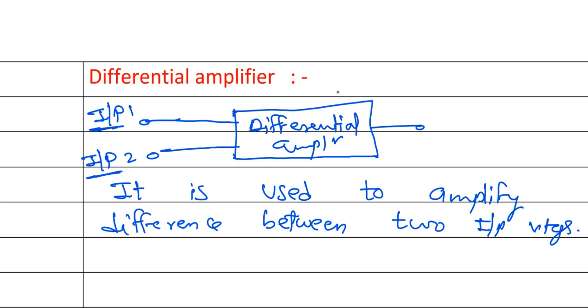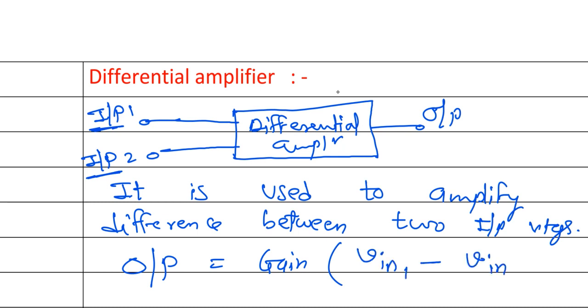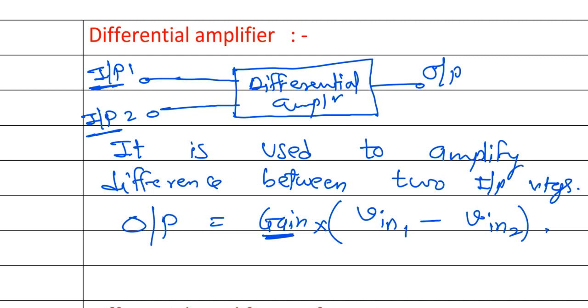Okay, and here is the output. So we can say that output equals gain times the difference between two inputs. Let us say the inputs are V in 1 and V in 2, so output equals gain times (V in 1 minus V in 2). That is nothing but a differential amplifier. It is used to amplify the difference between two input voltages.